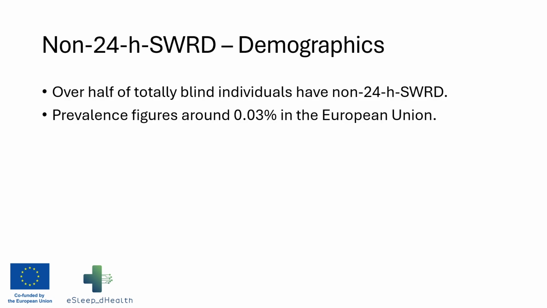Over half of totally blind individuals have non-24-hour sleep-wake rhythm disorder. And prevalence figures, we have few out there, but there was a study done in the European Union, and it was determined to be around 0.03%, so very rare.